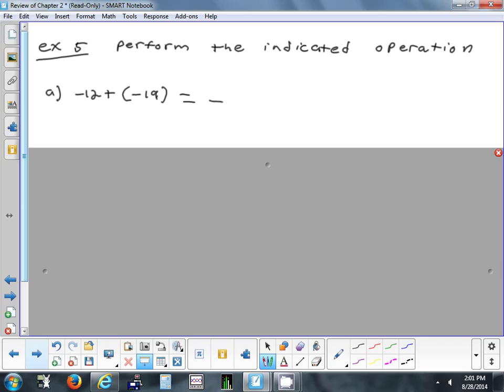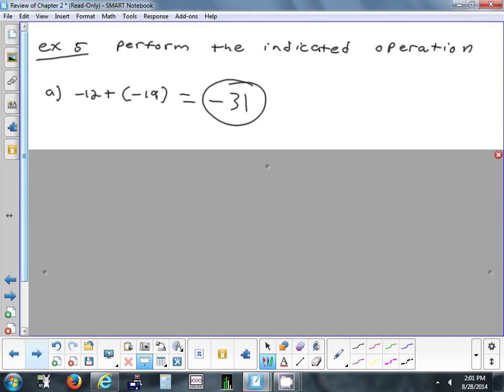And then we're going to do 12 plus 19, which is how much? It's 12 plus 19. 31. And that's it. So when we're adding two numbers with the same sign, add them together, and then put the sign in front of the type of numbers you were adding.